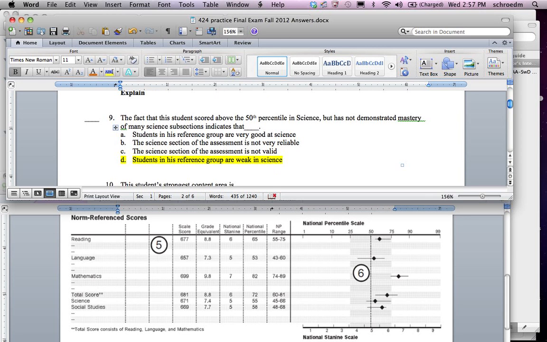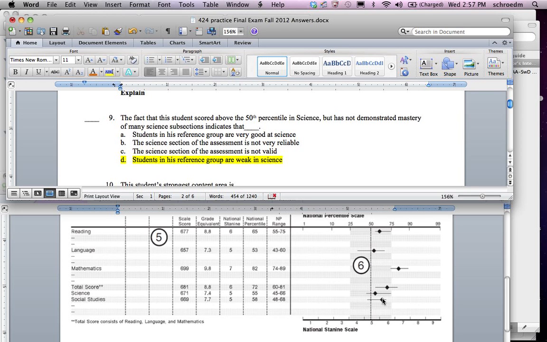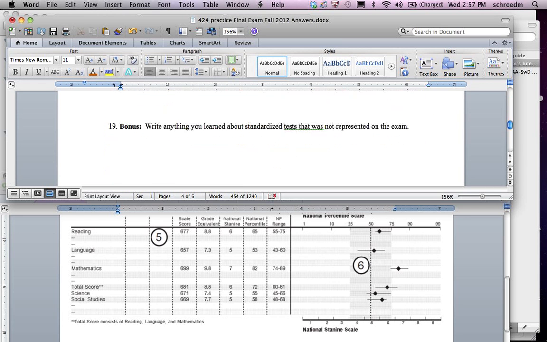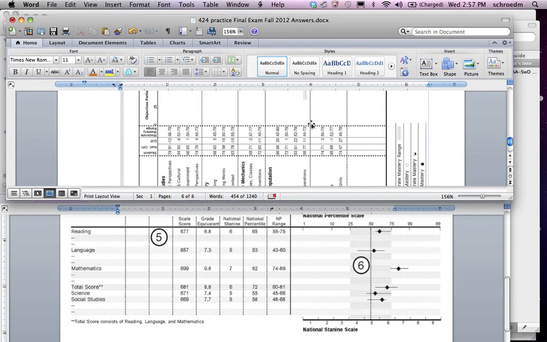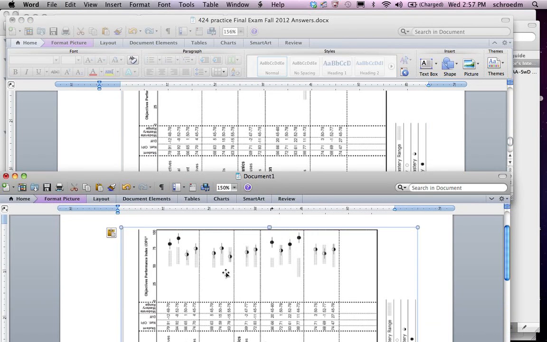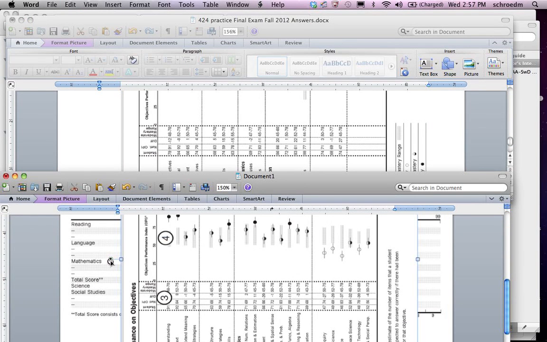So question 9. The fact that the student scored above the 50th percentile in science but has not demonstrated mastery of many science subsections indicates, and here what we're looking at is, first of all, their rank in science. They're above the 50th percentile, but this person has not demonstrated mastery of many science contents. In order to look at that, I need to look at my output down here, and I'm going to have to take a second to fix this up here.